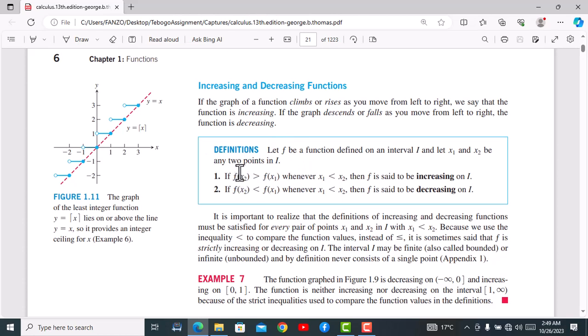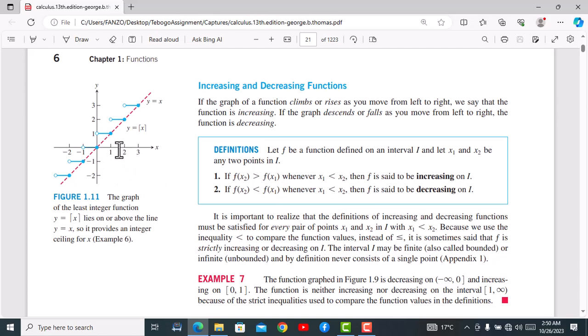So if you input the second value in a function, and you find that the value of y is bigger than the value of y when you input the first value of x. So here you are having the first value of y. If you input x1 and the first value of y is smaller than the second value of y when the input was x2, whenever the value of x1 is less than the value of x2, then f is said to be increasing on that interval.